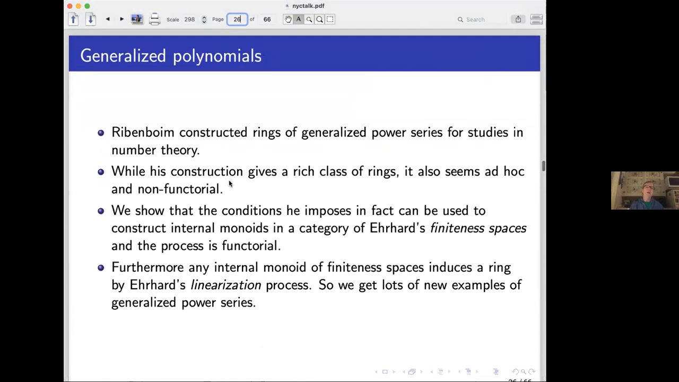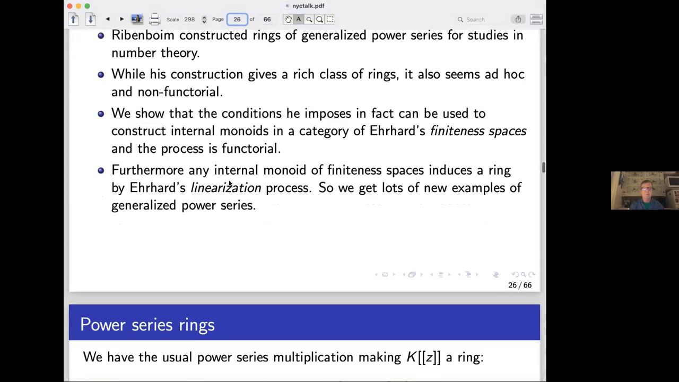And the first application is I want to show you that this gives us a really coherent way of thinking about a construction of Ribenboim of generalized polynomials. So Ribenboim, you'll see the construction in a minute. Why don't I just get to it? You get a rich class of rings by his construction, but it seems like it's not terribly motivated. What we're going to show is that finiteness spaces are a motivation of it that works perfectly.